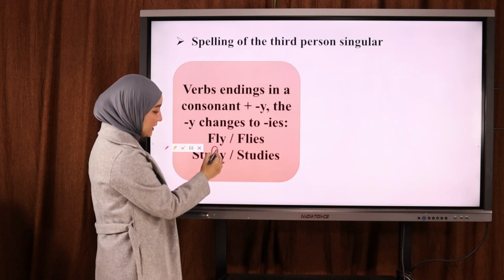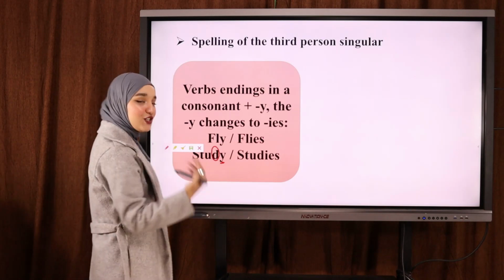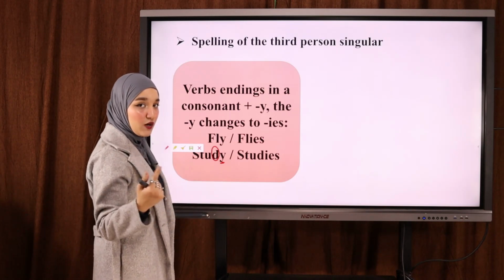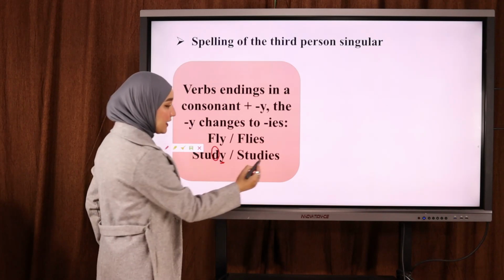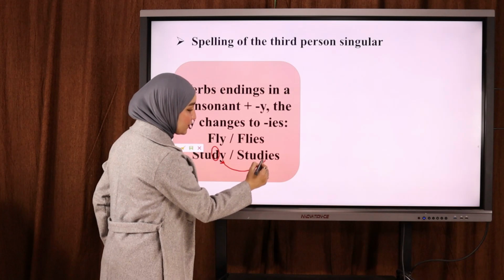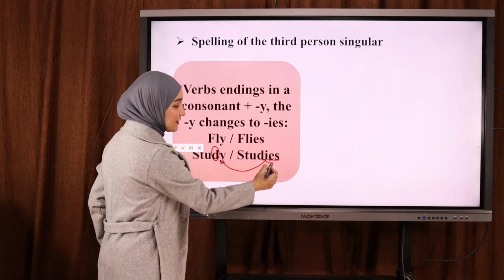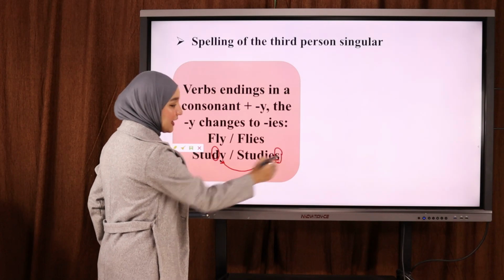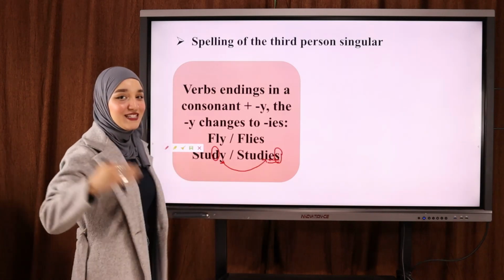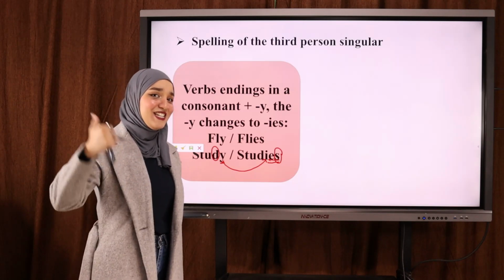And I have D here, which is a consonant. So with she, he, and it in the present simple, I have to change it. I have to change the Y into I, and I add ES. I told you, the S always appears in the present simple with he, she, and it.